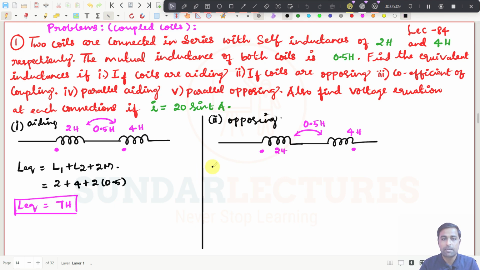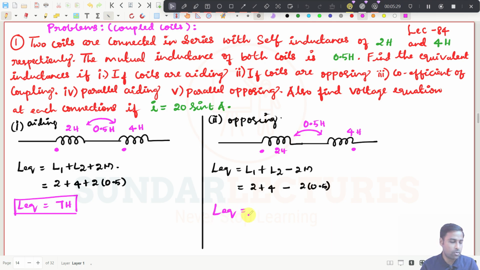And what is the formula? L equivalent is equal to L1 plus L2 minus 2M. That is the formula. And what will you get here? 2 plus 4 minus 2 into 0.5, right? This is the formula. And finally, if you simplify this value, I am getting 5 Henry. L equivalent will be 5 Henry.